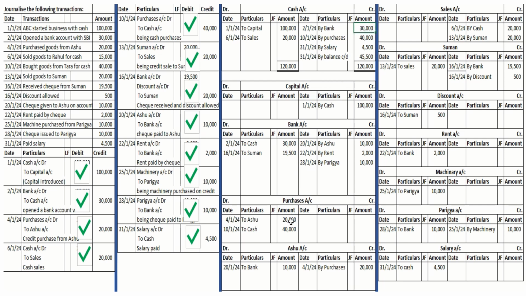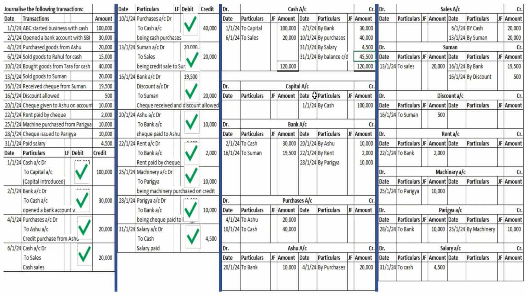Then for purchases we gave 40,000. Then for salary, 4,500 we have given. So by month end we are left with 45,500. Next month, at the start, we will be putting the balance here as balance brought down, that we will be doing in the further problems.